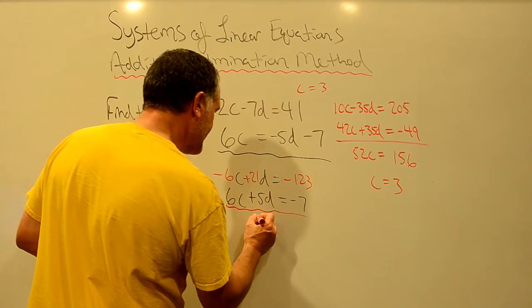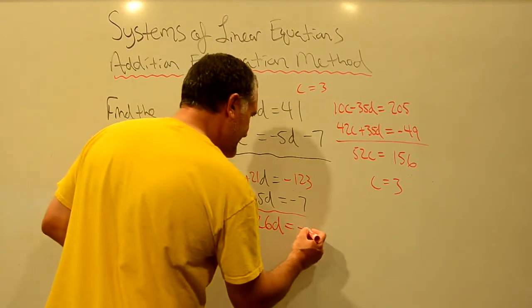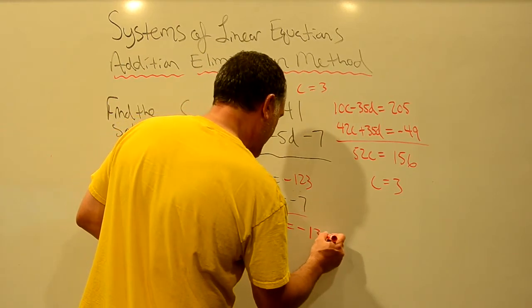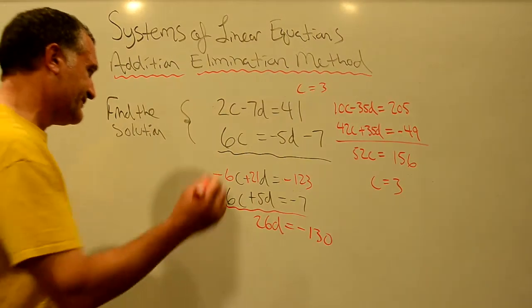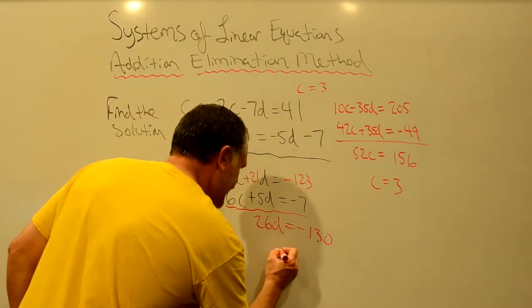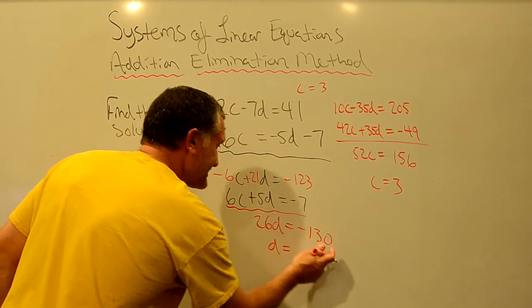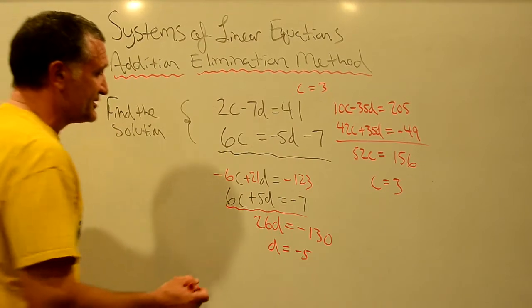Had I done that, then I would have used these two equations to solve, and I would have ended up with, what is this? 26d equals negative 130. So what's that going to be? I'm assuming 5. 26 times 5. These are pretty friendly solutions here. So 26 is going to fit into that negative 5 times. So those are your two solutions.